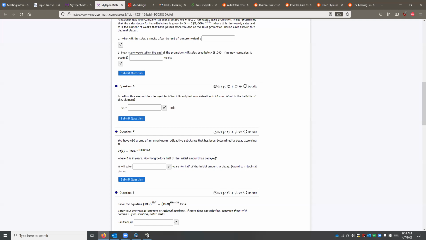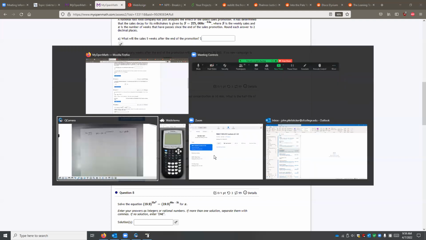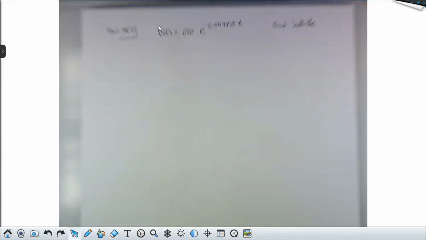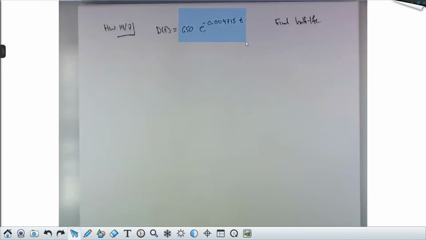I'm not going to write all the words here. D of t is 650 times e to the negative 0.004715 times t. Now we want to find the half-life. So what I would really like to do is rewrite this as a half-life type function, right? I'd like to rewrite this as a function with the base 1/2.